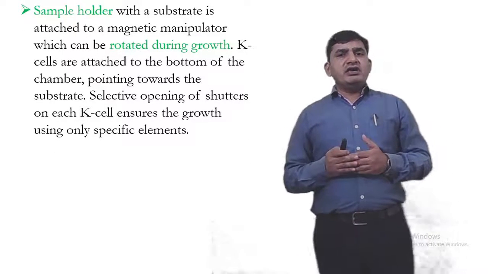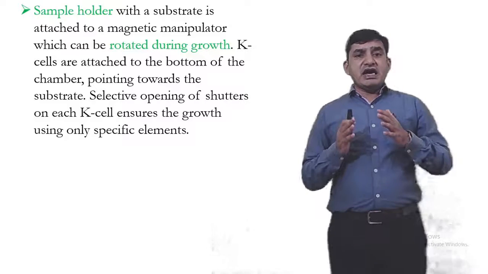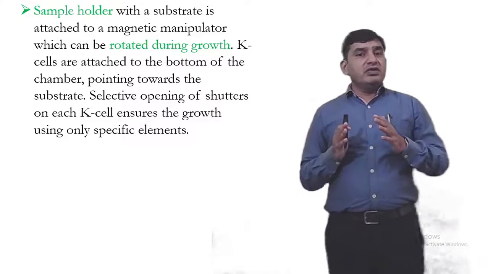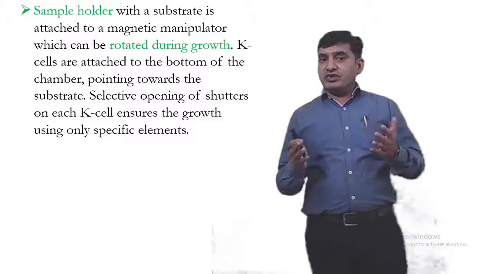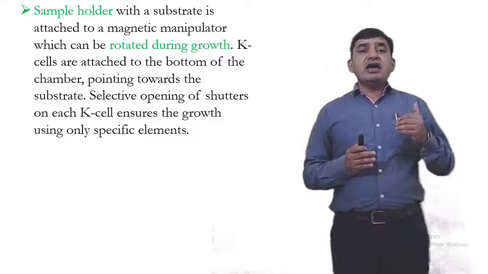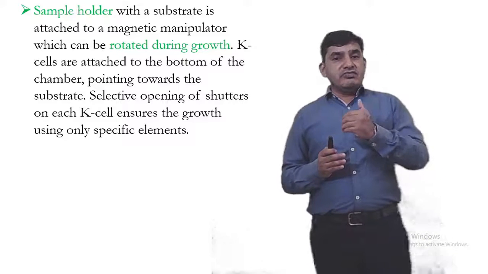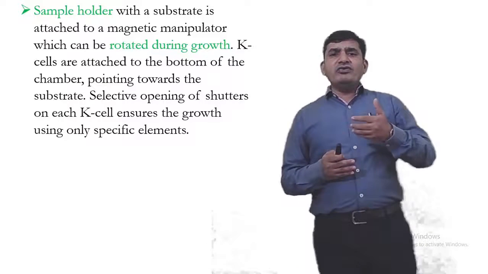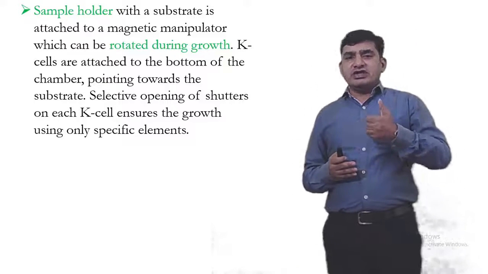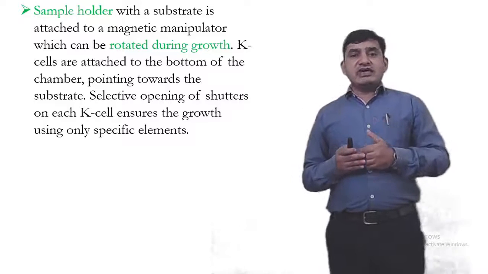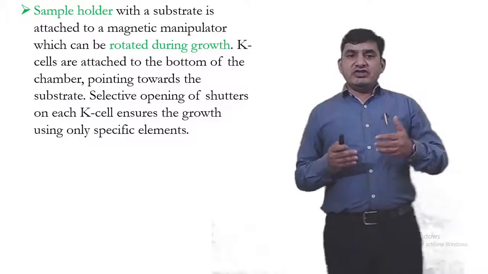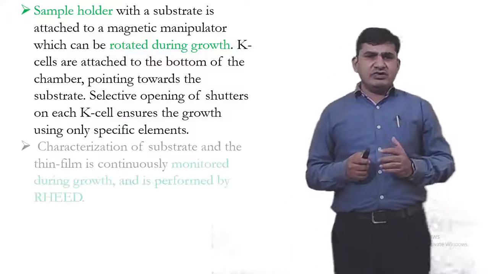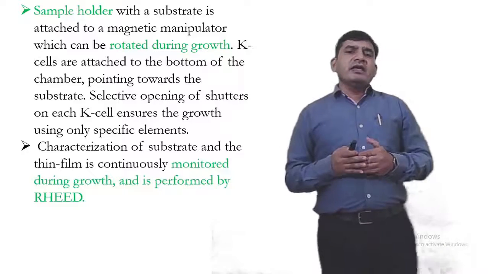The sample holder with substrate is attached to the magnetic manipulator, which can be rotated during the growth. K-cells are attached to the bottom of the chamber pointing toward the substrate. Selective opening of the shutters on each K-cell ensures the growth using only the required element. All these things we know.